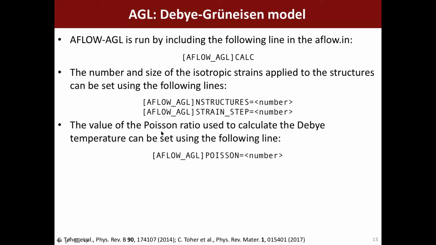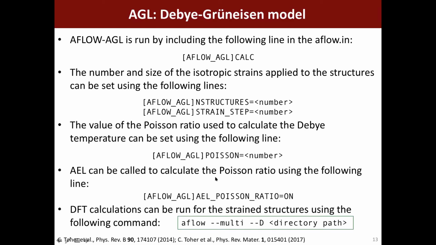Then you also have a few different options for this Poisson ratio that I told you about inside this equation for the Debye temperature. So you can either set it by hand to a specific value, or you can use AEL to calculate this. You can call AEL from within AGL to run this calculation. If you set this parameter to on, which is the default that AFLOW sets when it generates the AFLOW.in files, then the same way, you run all the DFT calculations for all the strain structures using this command.